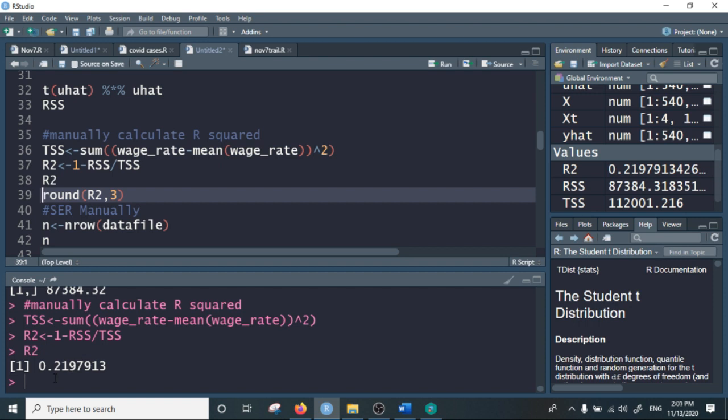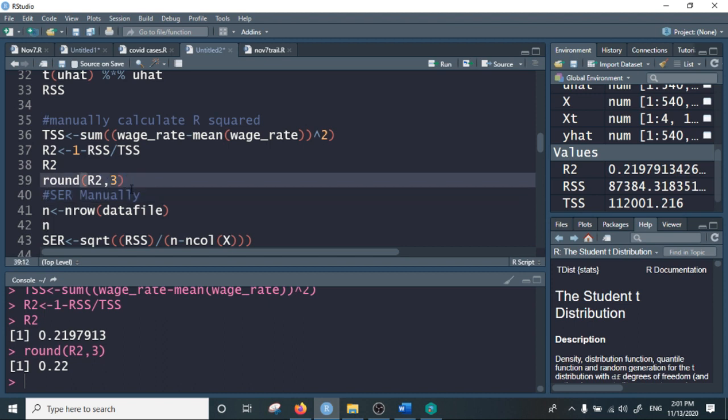So what this implies is that 21.97% variation in the wage rate is explained by our independent variables. We can even round the value of R squared by using the round function, and comma 3 rounds it to 3 digits.